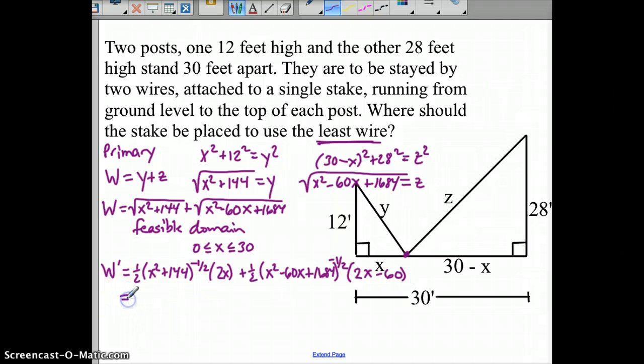I'm going to simplify this a little bit. So my derivative, 1/2 times 2x would just be x, over the square root of x squared plus 144, plus, here, this 1/2 times 2x minus 60 is going to leave me with x minus 30 on the top, and then the square root of x squared minus 60x plus 1684 in the bottom.